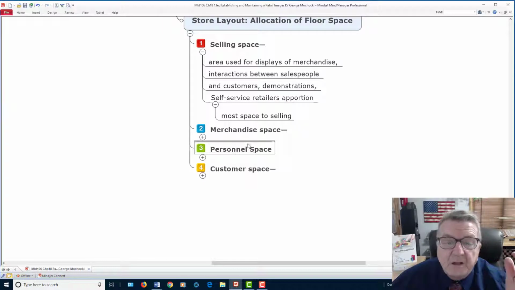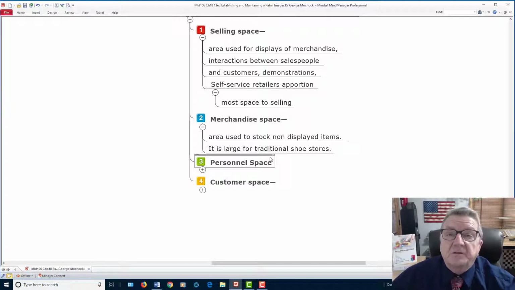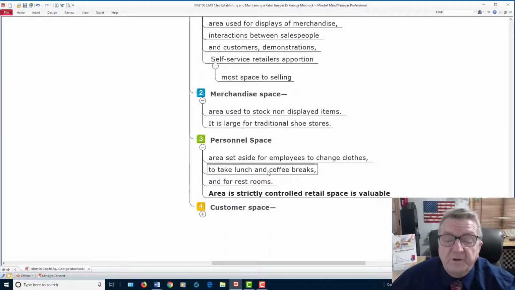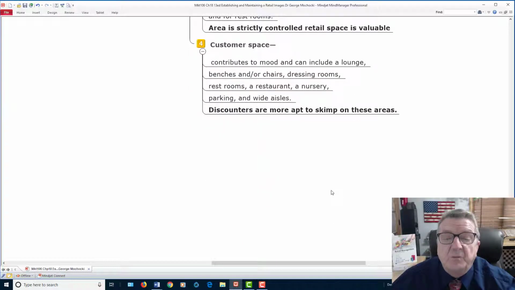And I always click on there. I may not go into them. You could read them. The merchandise space: where's the merchandise? Is it cluttered? Dollar store, very cluttered. Target is uncluttered, so you have more of a relaxed experience. You don't feel claustrophobic. Personal space is where the workers have their coffee breaks and everything else, or where employees go to use the restrooms. And then customer space changes the mood and everything else.